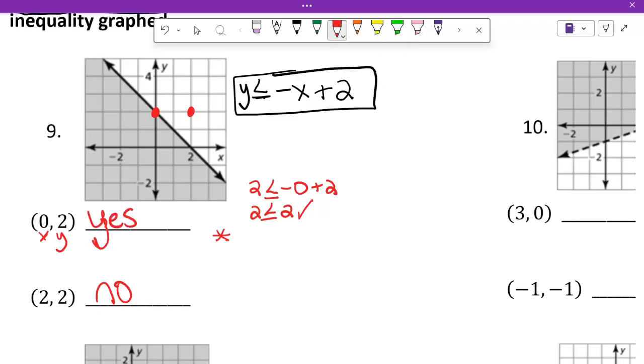So I'm going to put a little note here. If a point is on a solid line, it is a solution, because it can be equal to it.